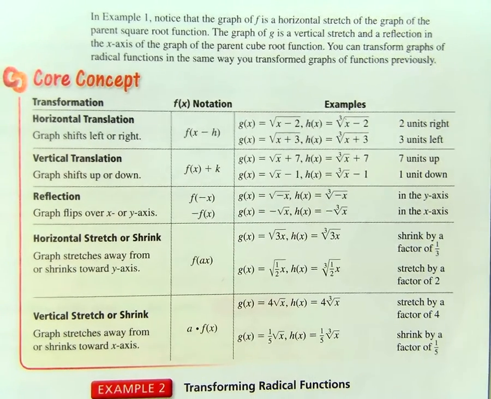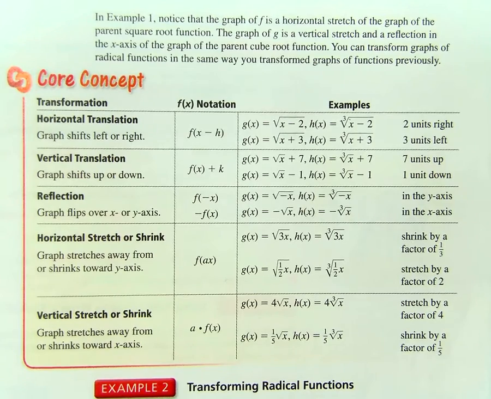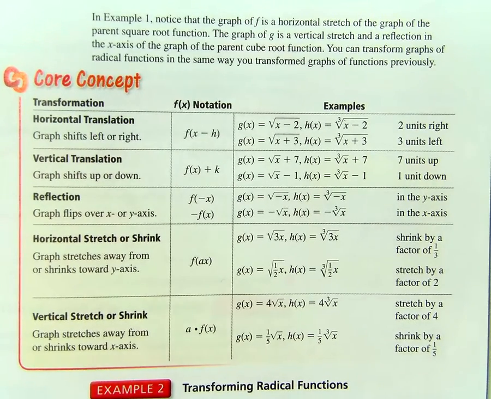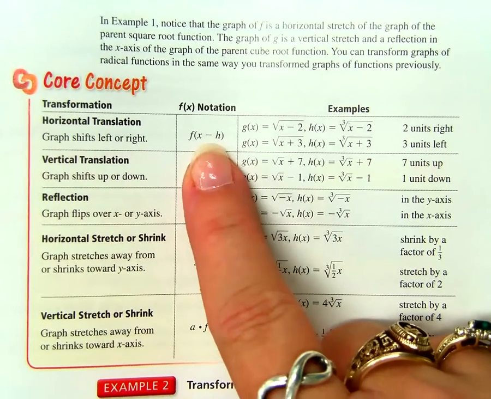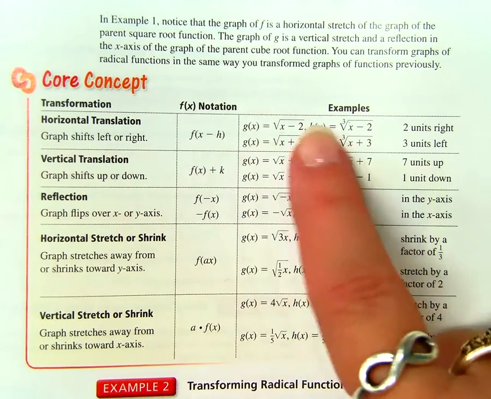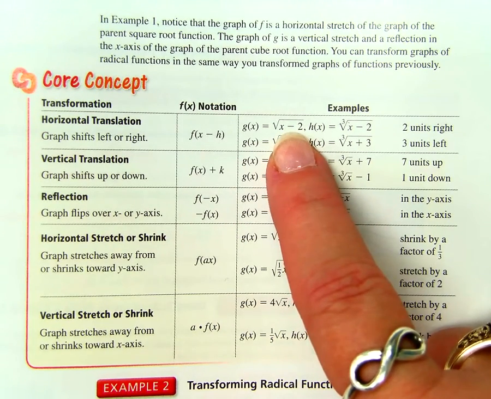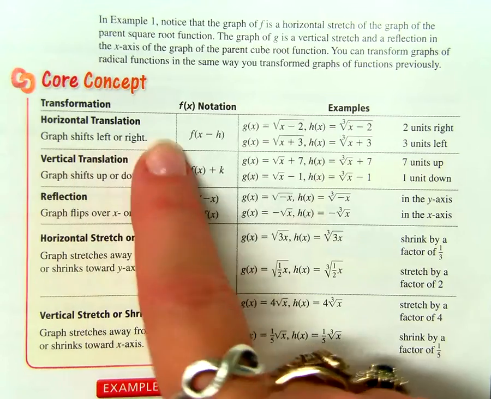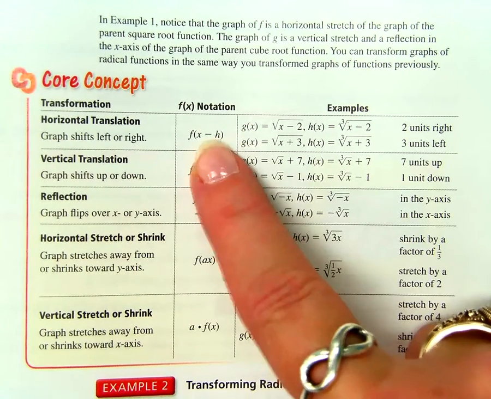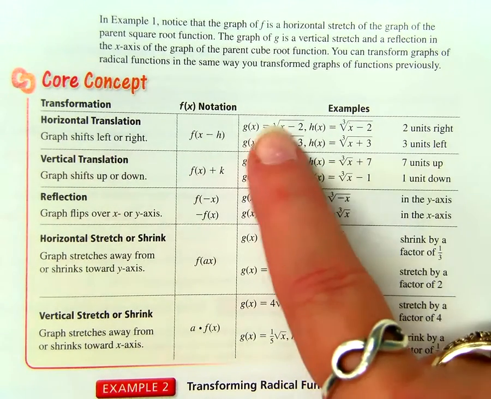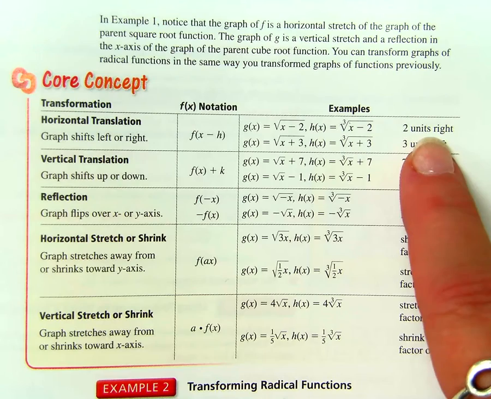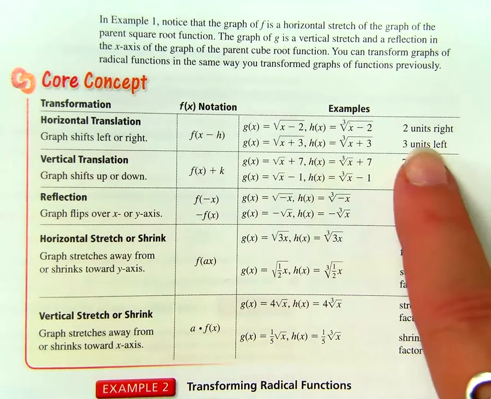305. I've got my 305 on the board. So everybody look up here real quick at 305. Okay? So here's what we talked about a second ago, the H. If it's inside, that's going to be a horizontal shift. Right? Graph shifts left or right. Now remember, if it's inside, it is opposite of what we think. So if it's minus 2, it's going to be right 2. If it's plus 3, it's going to be left 3.